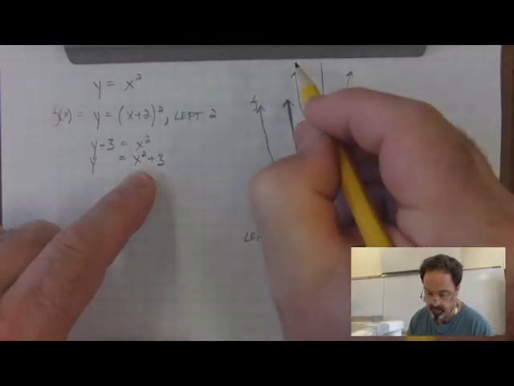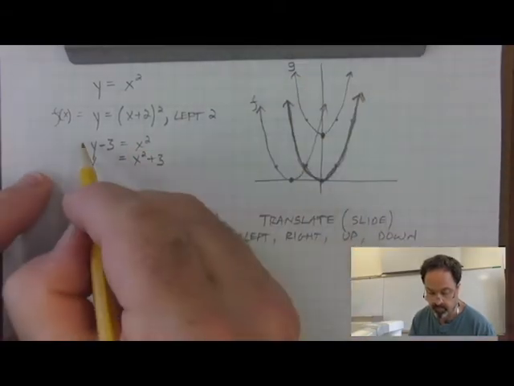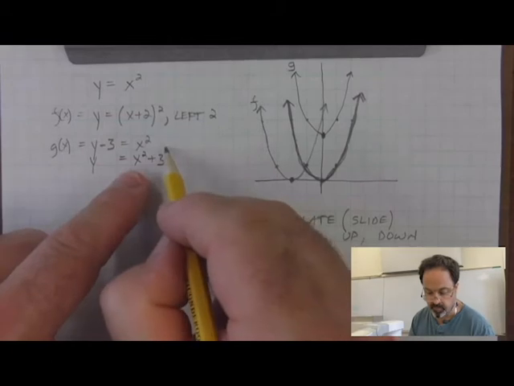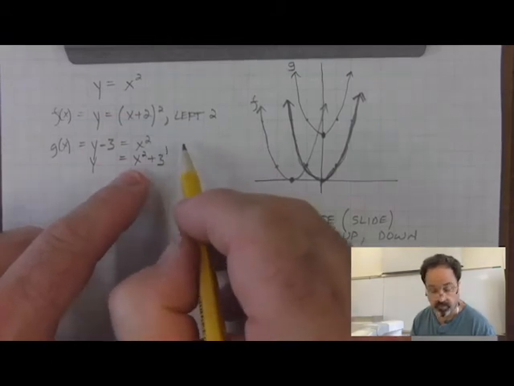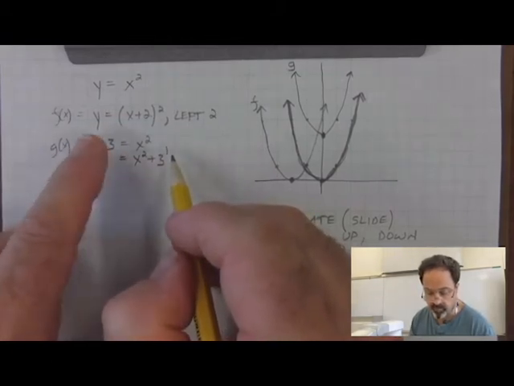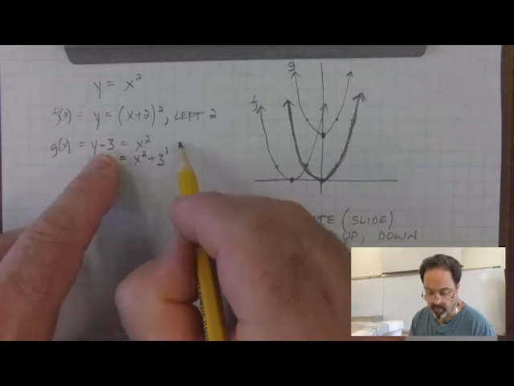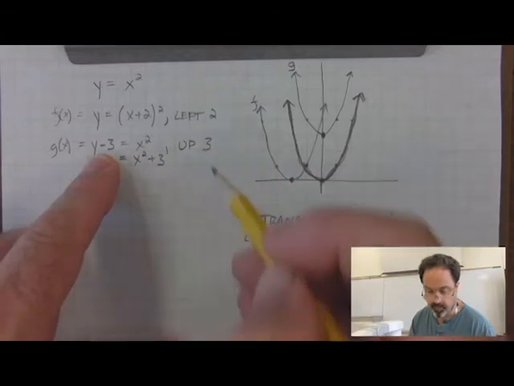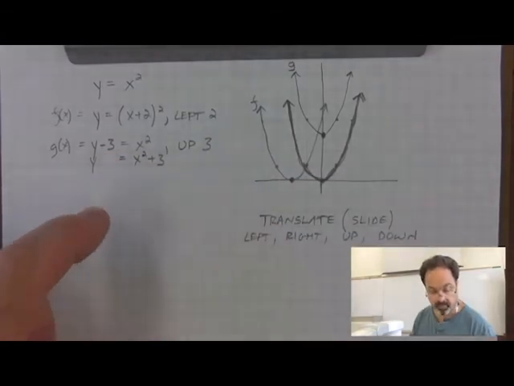This new graph needs a label. I'm going to call it g. And with this function, I'll also write the description of what the effect of subtracting 3 from y had. It made the whole thing move up by 3. Let's do one more.